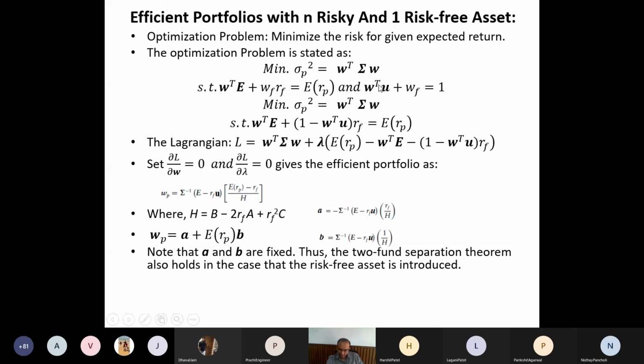Now, what is the meaning of total weights? The weights assigned to n risky securities plus the weight assigned to my risk-free security should be equal to 1, because I now have this risk-free security also in my portfolio. Or if it is not, I'm assuming it is in my portfolio, right? Because I will go to the market only if I get a return higher than the risk-free return. That is the bottom line.